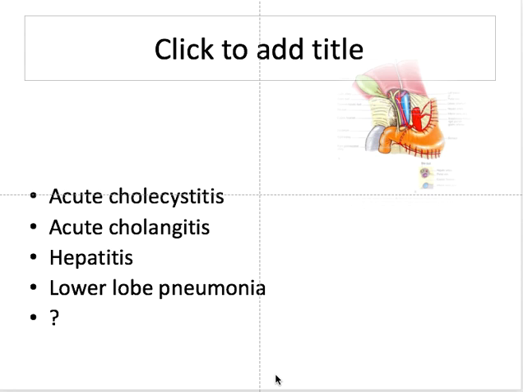Pause the video, think for a while, and see if you get the answer. It is jaundice. If there is jaundice, the patient may not know what jaundice is, so ask whether your urine color is dark and whether you have noticed that your eyes are getting yellow. If the answer is yes, two diagnoses are possible. It could be hepatitis or an acute cholangitis.